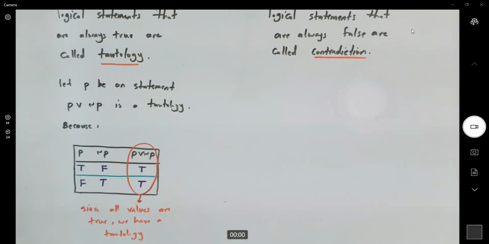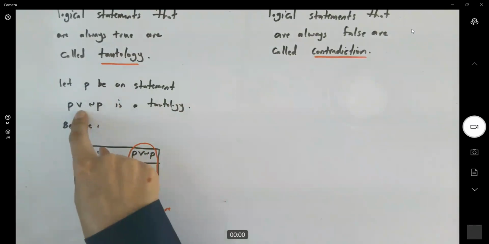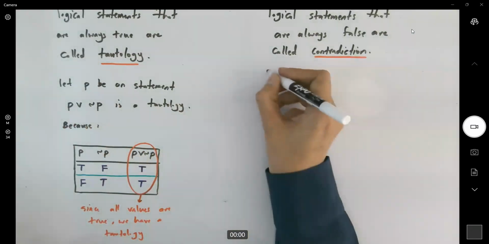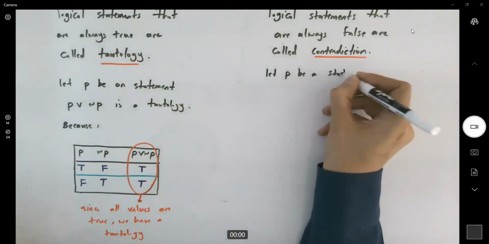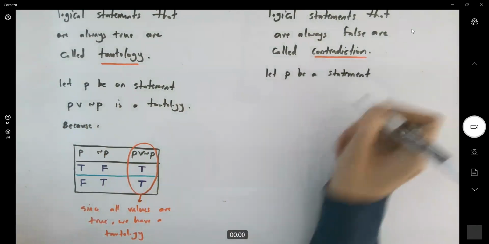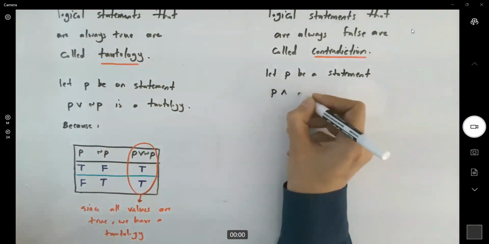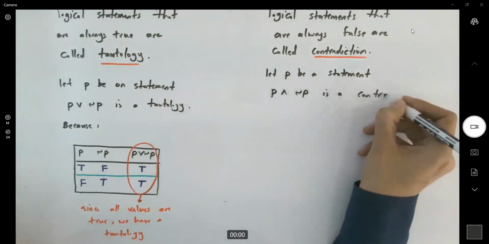What about contradiction? If I switch or into and, I'm going to get a contradiction. So let P be a statement. P and not P is a contradiction.